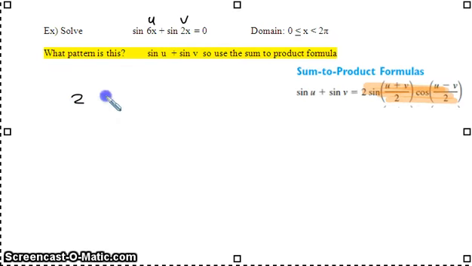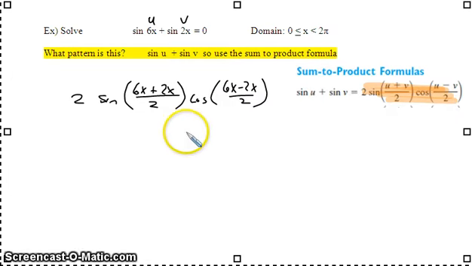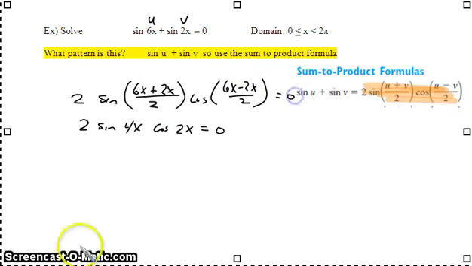So I'm going to write it as 2 sine, again I'm just using this over here, of 6x plus 2x, u plus v, over 2, and then cosine of u minus v over 2. And next thing I'm going to do then is look at this and say, okay, this is going to be 2 sine of 8x divided by 2 would be 4x. This would be cosine of, let's see, 4x divided by 2 would be 2x. And then again this whole thing equals 0.